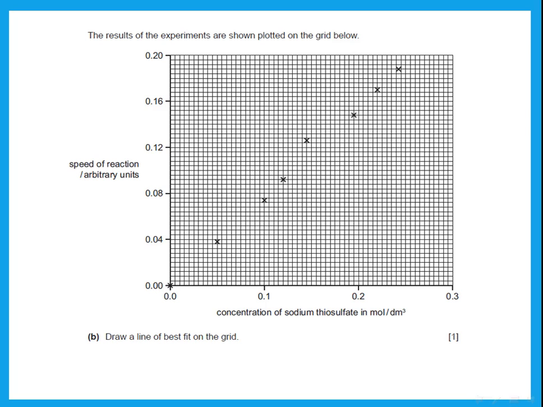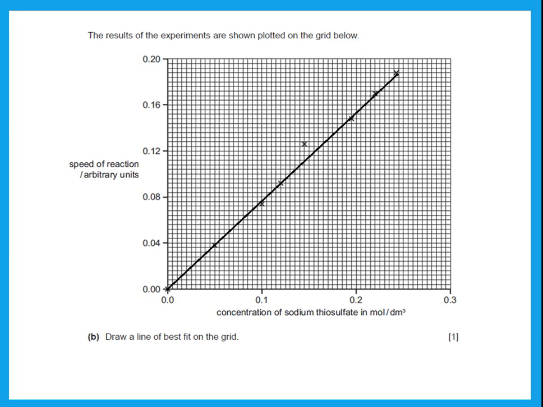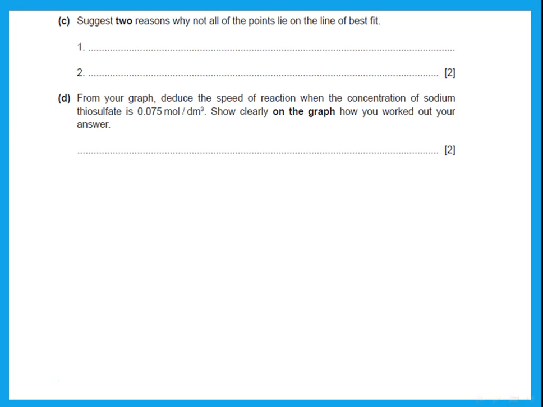Okay, the results of the experiment are shown plotted on the grid. Now draw a line of best fit. Remember, if he says a line of best fit, that means a straight line going through most of the points. If one of the points is way off, you do not include it. Okay, so give two reasons why not all of the points lie on the line of best fit. This may be due to anything. Maybe the temperature increased, for example, or he made an error in timing.